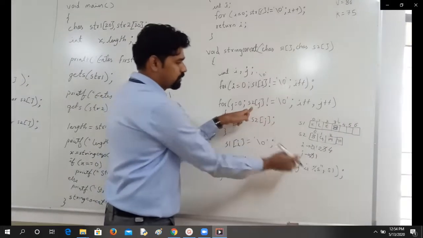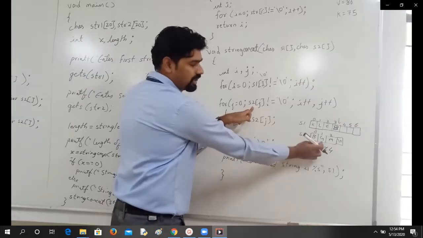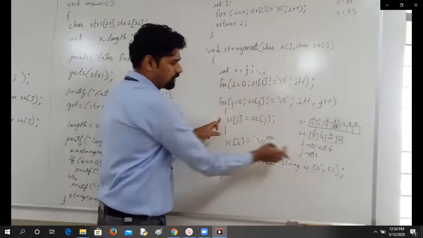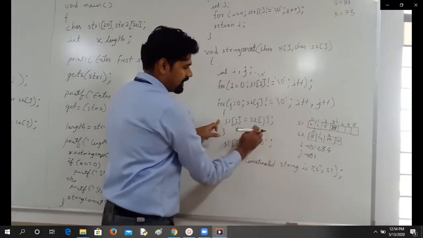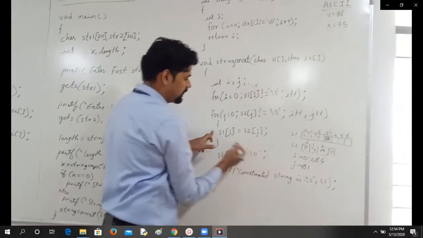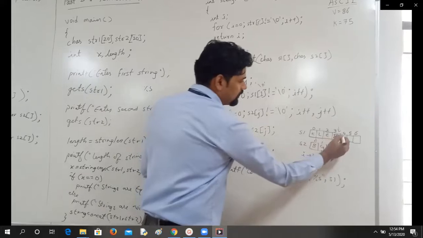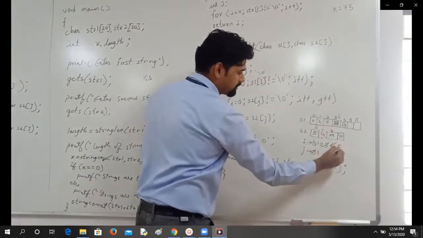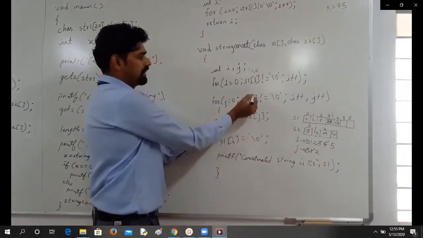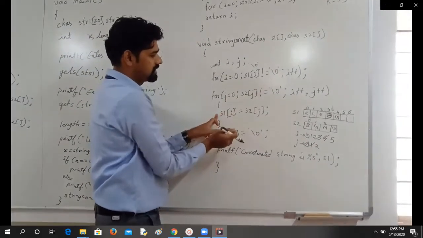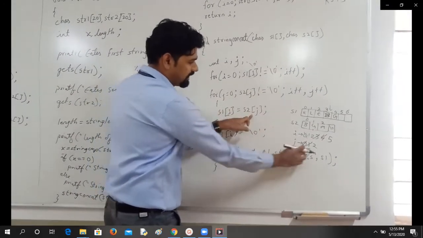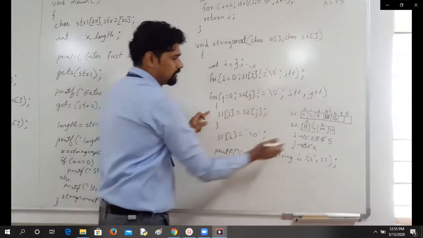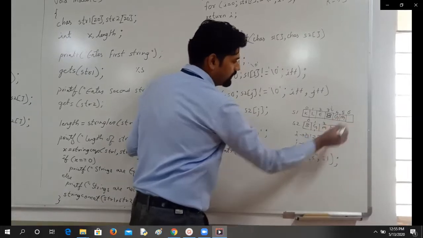I check if S2 of 1 is the null character. It is not null because it is G. So the condition is true. Control comes inside. I copy the first character of S2, which is G, into the fourth character of S1. So G is copied here. Both are incremented. This becomes 5, this becomes 2. Again the condition is true. Control comes inside. I copy the second character of S2 into the fifth character of S1. So this M is copied over here.